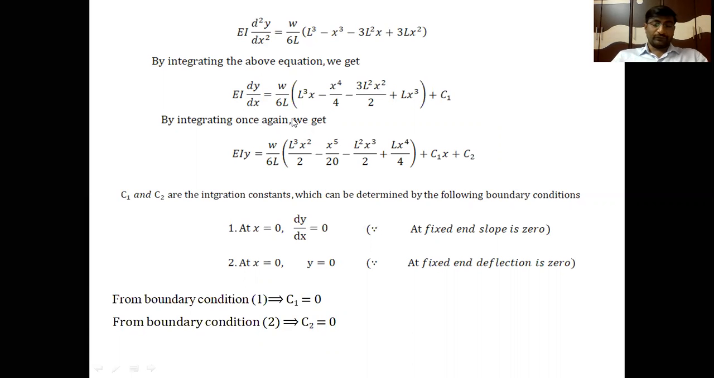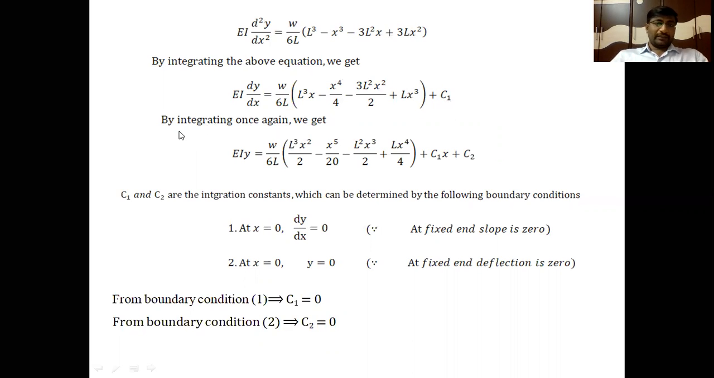What is the integration of L cube? L cube integration is L cube x. L cube is a constant and integration of a constant is into x. L cube x minus x cube integration x power 4 by 4, minus 3L square x integration x square by 2, 3L square x square by 2, plus 3L into x square integration x cube by 3. 3 cancels, therefore we get L x cube plus C1, the integration constant.